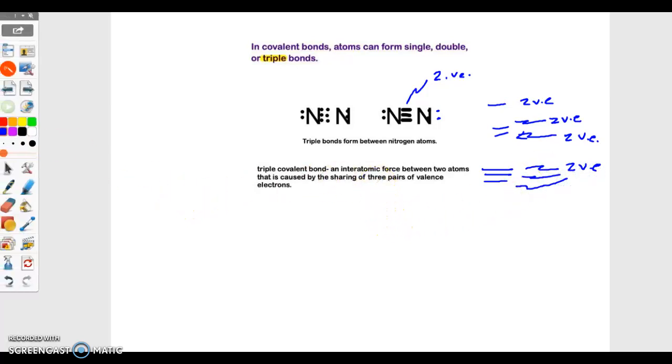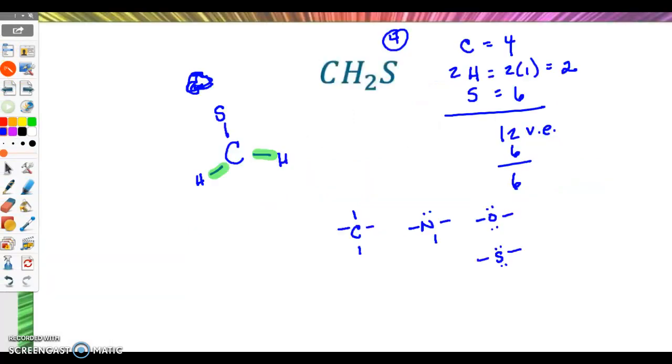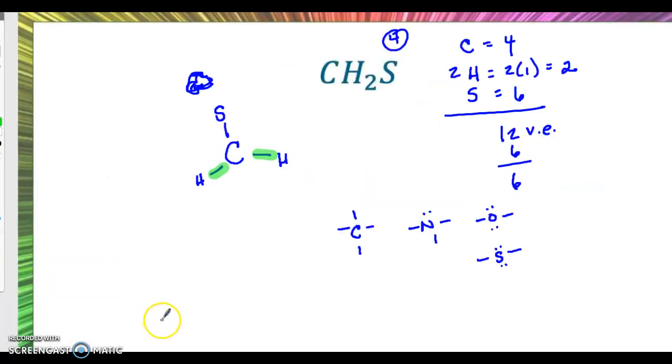So what we are running into here is we have a multiple bond. Now, carbon likes to form 4 bonds, but it doesn't have to be 4 single bonds. It could be 2 double bonds.